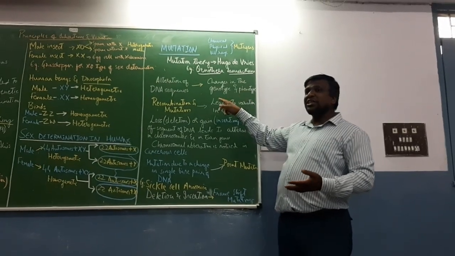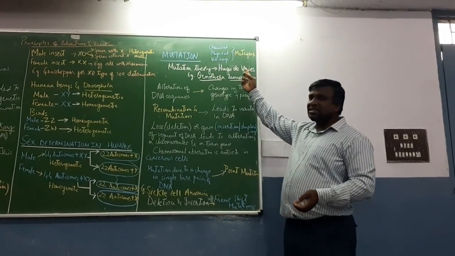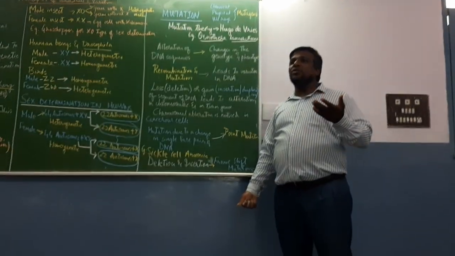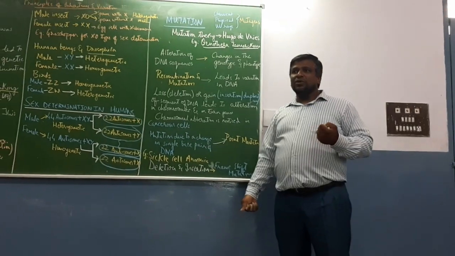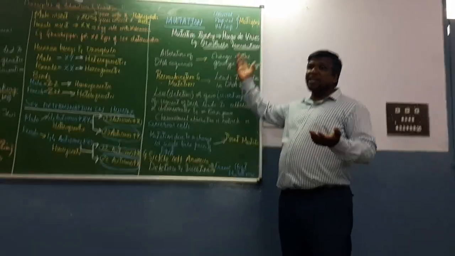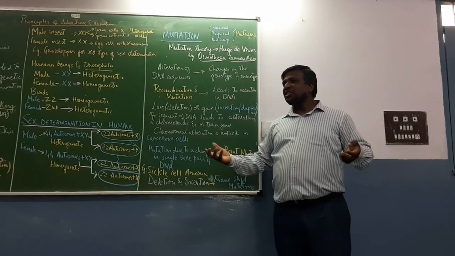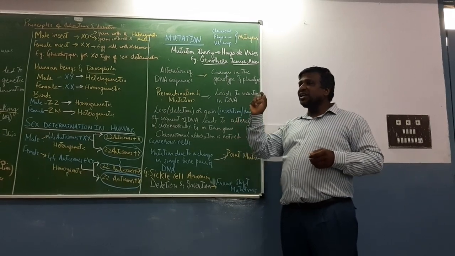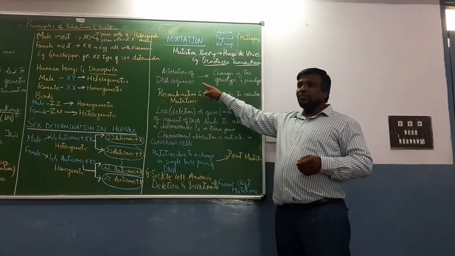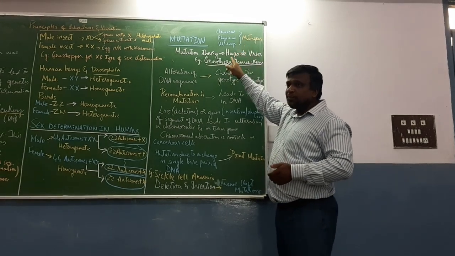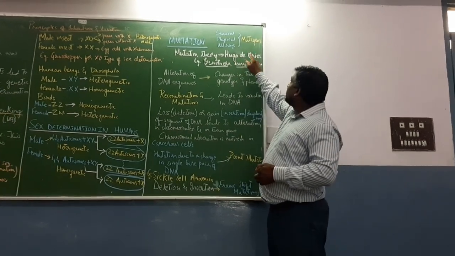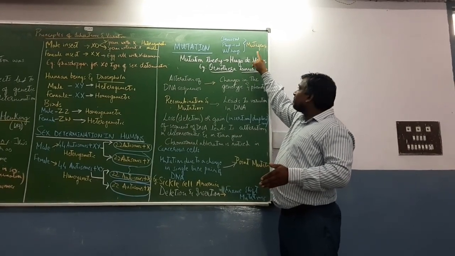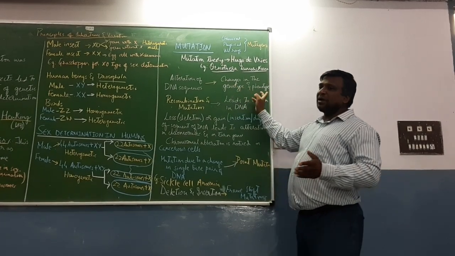Now this mutation can be brought about by chemicals. Exposure to some of the chemicals might lead to mutations occurring. Then it might be exposure to physical radiations like X-ray or any radiations, UV radiations. They might also lead to alteration or change in the DNA sequence. Okay, so all these agents which cause mutation, what do we call them? Mutagens. The agents which cause mutation, we call mutagens. Okay, so changes in the genotype and phenotype.